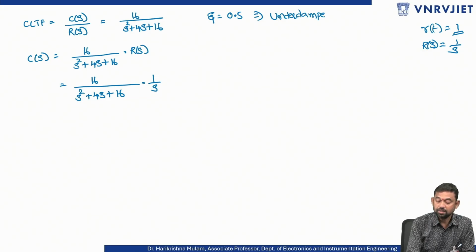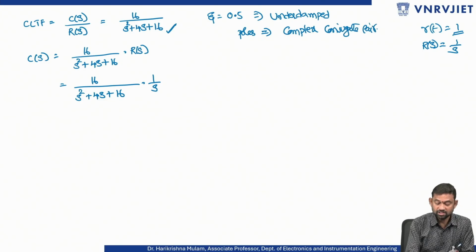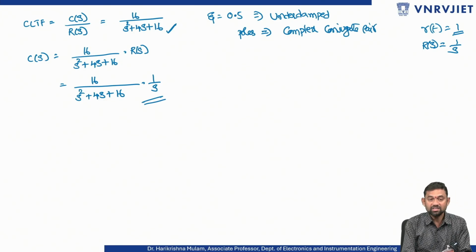Underdamped system, and the poles of the system, or the roots of the characteristic equation of this transfer function, will be a complex conjugate pair. Therefore, as there is no direct inverse Laplace transform formula for this C of S expression, to get finally the expression for the response of the system, first of all, you need to get the partial fractions for this expression.